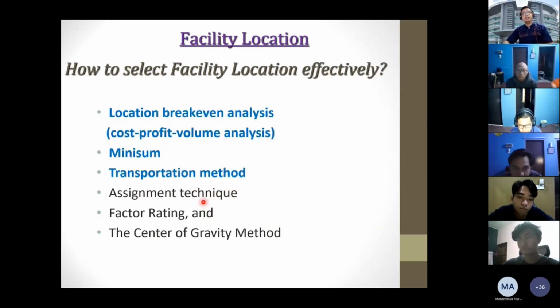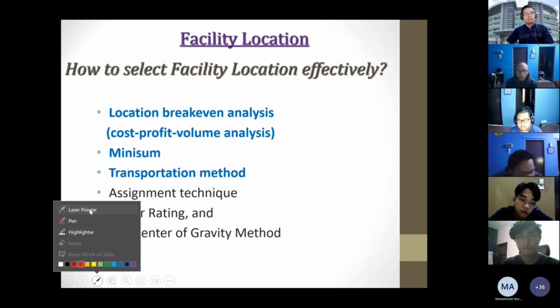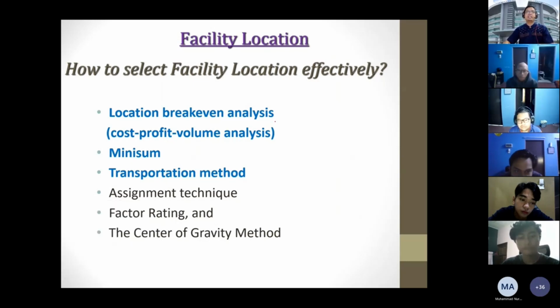Okay, and how do we select the facilities location effectively? There are many methods to determine the facilities location. In this topic, we only focus on 3 types of calculation. The first one we call location break-even analysis, or BEA. Please write down first.